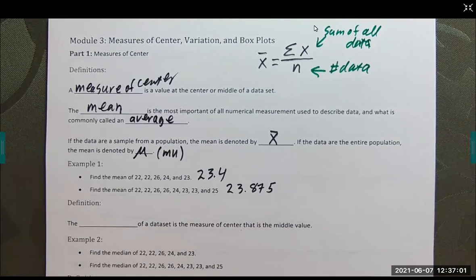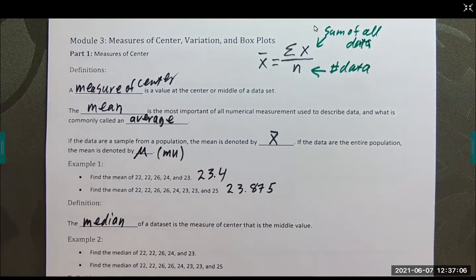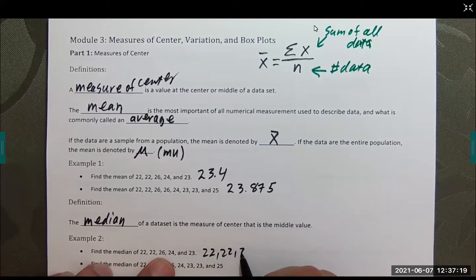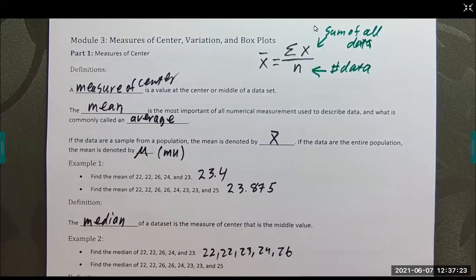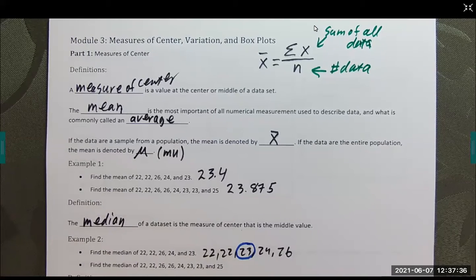All right, next up, we have the median. The median of a data set is the measure of the center that is in the middle of the data, so the data need to be in order. Let's reorder this: 22, 22, 23, 24, 26. Here's how we do this: I start on the outer edge and go in one and then in. So here is our median, 23, for that data set.